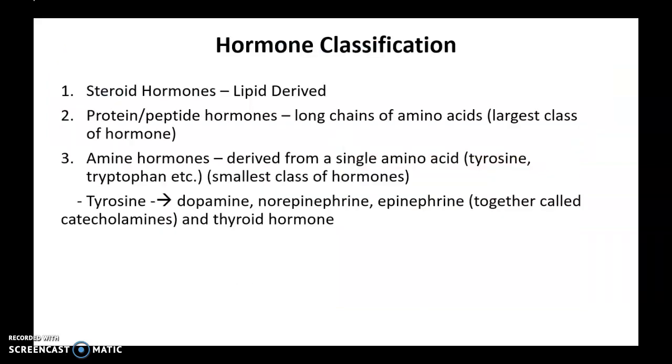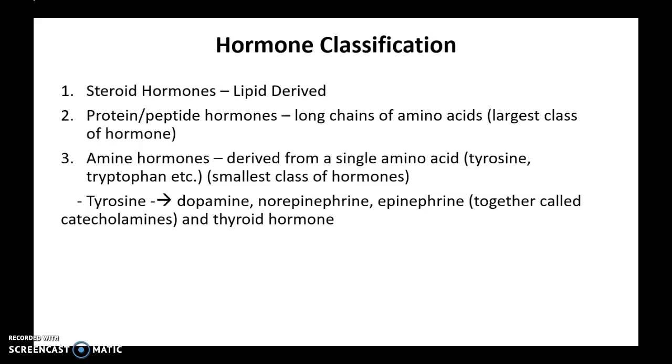Moving on to types of hormones, or classification of hormones. Hormones can be of three basic types. The first one that we will talk about is steroid hormones, and know that all steroid hormones are lipid derived. They are derived from lipids. Then the second class is protein or peptide hormones, which are made up of long chains of amino acids. And I want you to know that the protein or peptide hormones are the largest class of hormones. Then we have hormones that are derived from a single amino acid. Those are called amine hormones.